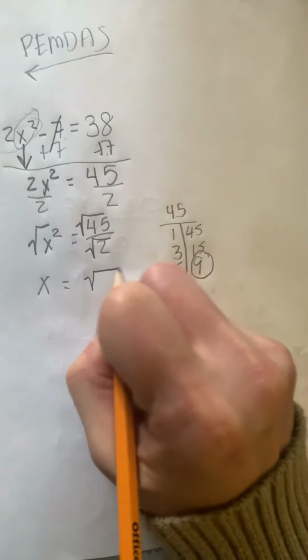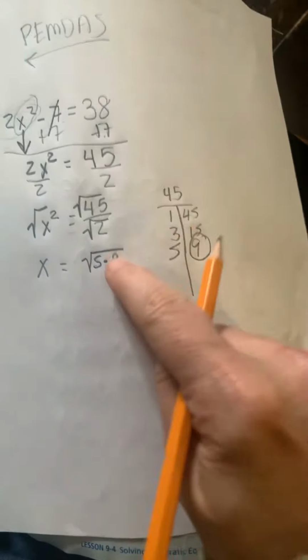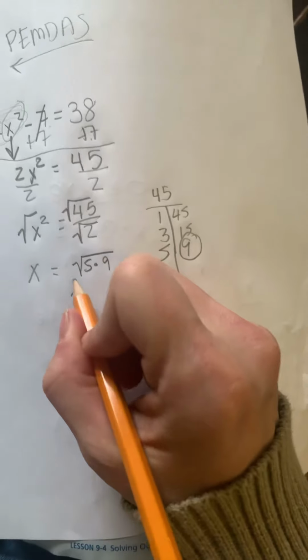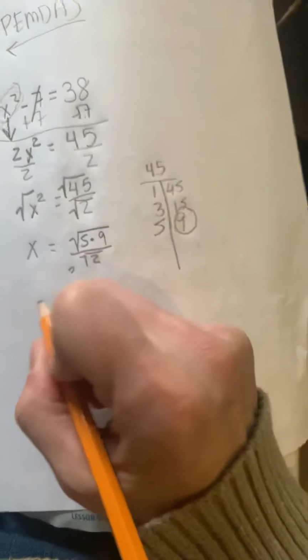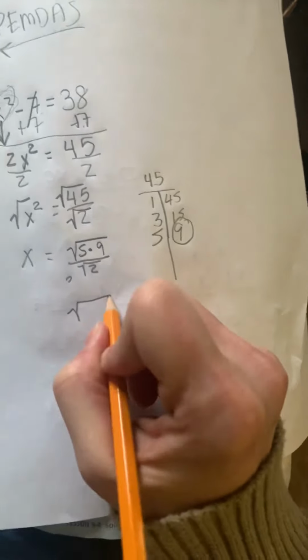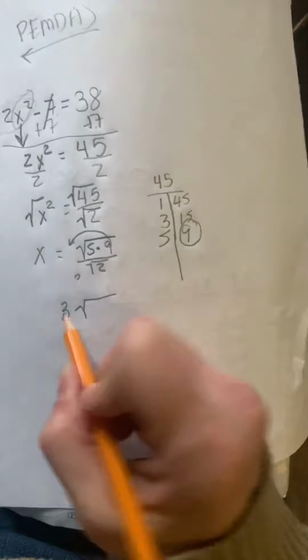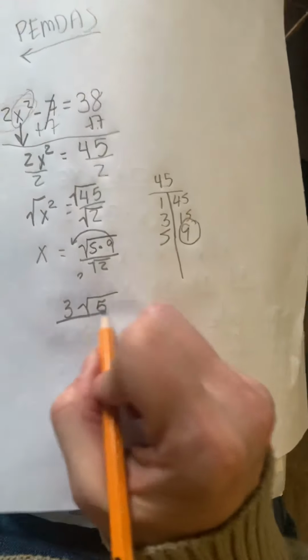So this is the square root of 5 times 9, and I can take this out and make it a 3. I'm sorry, this has the square root of 2 still under it. So I take the 9 out, and it becomes 3. I leave the 5 under there.